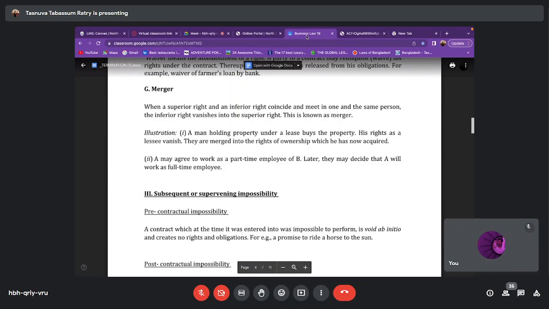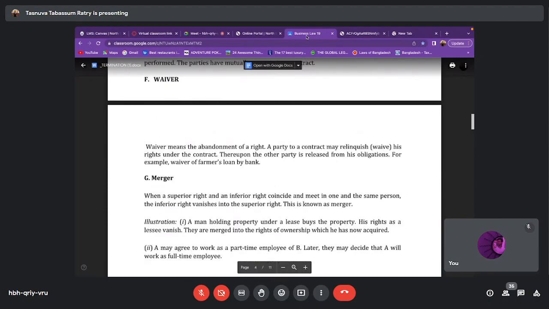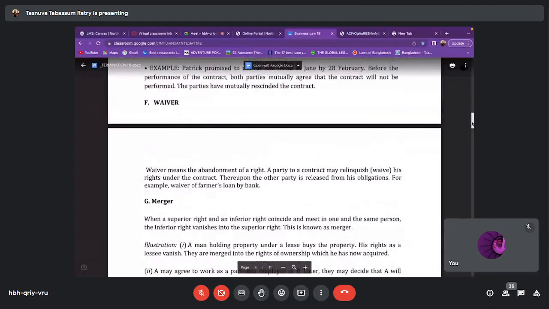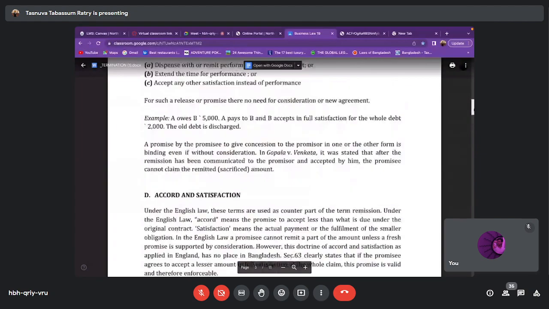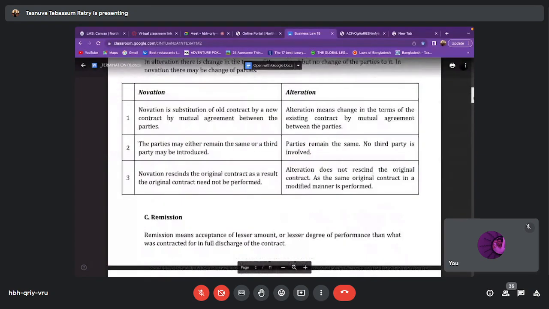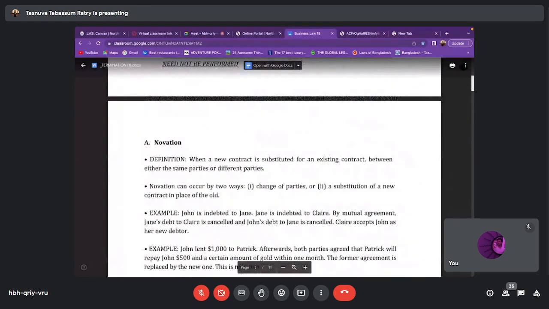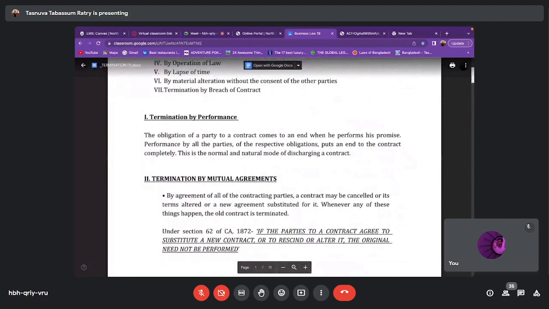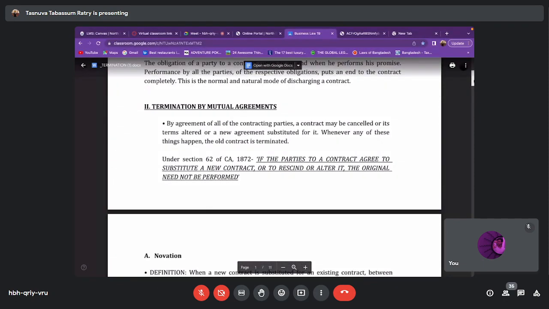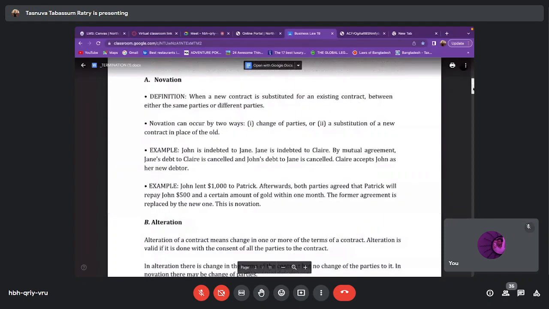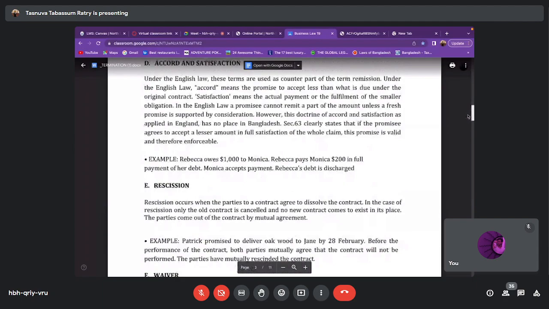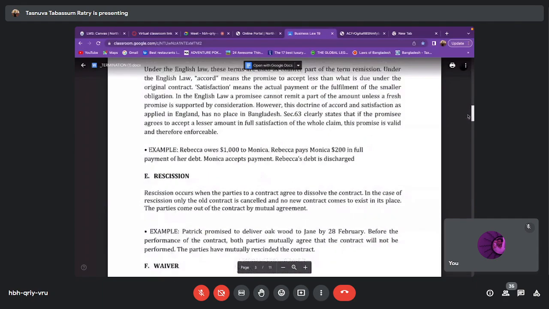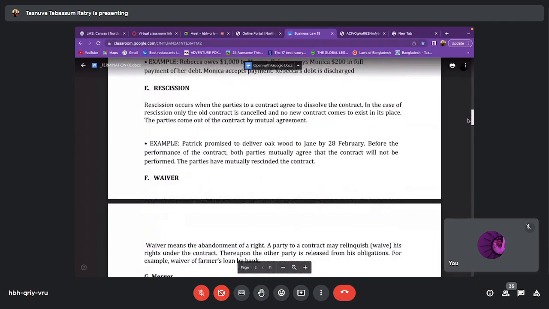So these are the different methods to terminate a contract by mutual agreement. Merger, waiver, accord, satisfaction, আর remission, এটা আপনারা স্কিম থ্রু করে পড়লেই পারবেন, it's okay. But termination by mutual agreement definition, of course termination by performance, আর termination by mutual agreement এর মধ্যে novation, alteration আর rescission মানে কি, এই তিনটা একটু ভালো করে পড়বেন, go through it thoroughly. Okay?